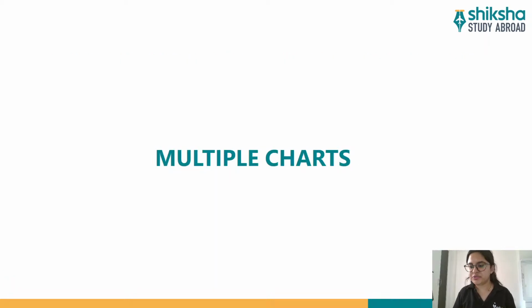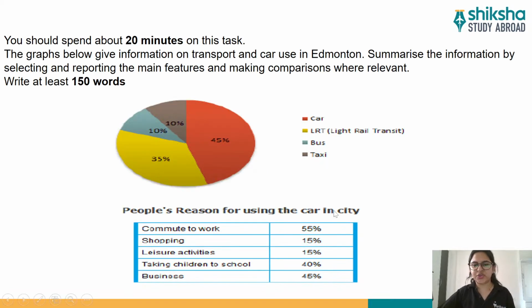If you look at the multiple charts, the name is self-explanatory here. Definitely you will get two different charts together in one question. So for example, a pie chart and a table have been given to you. Let's read the question. The graphs below give information on transport and car use in Edmonton. So you can see here, this is the consumption.